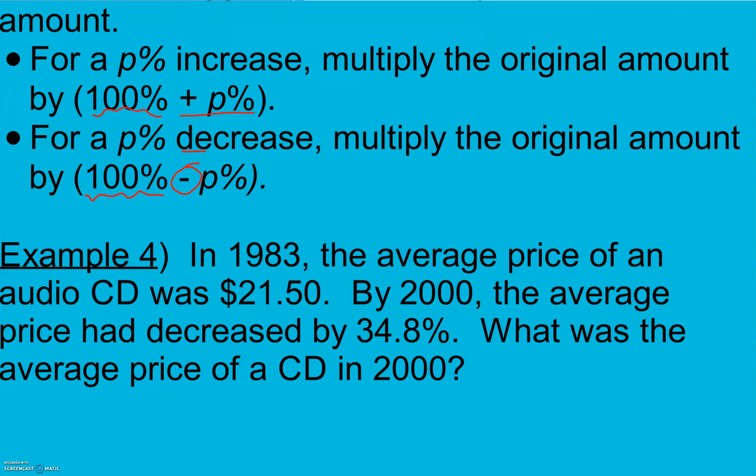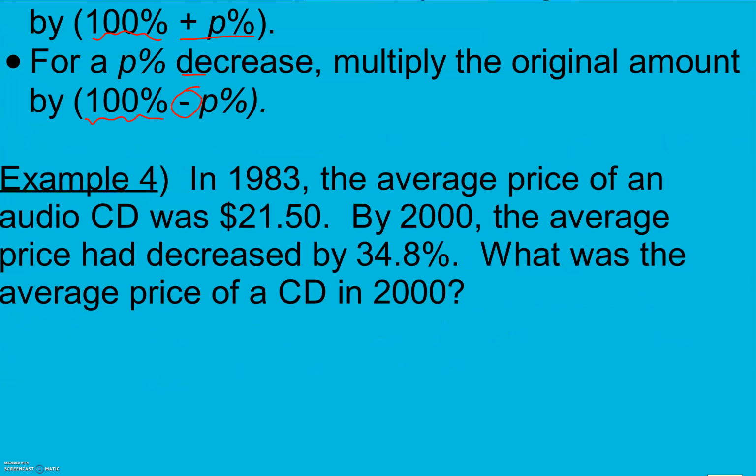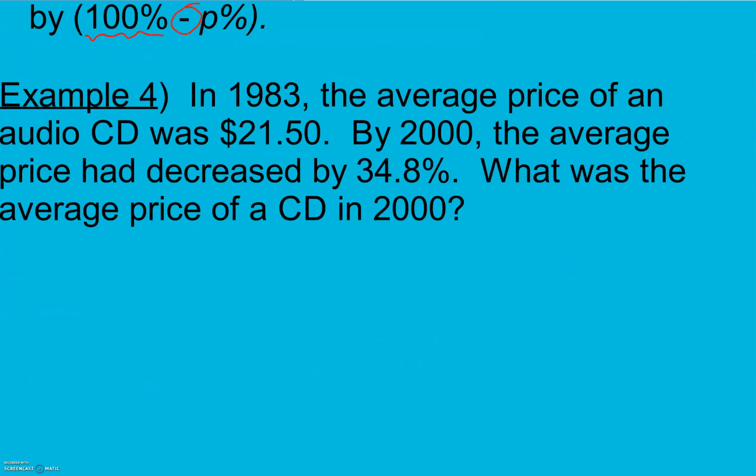So in 1983, the average price of an audio CD was $21.50. By 2000, the average price had decreased by 34.8%. What was the average price of a CD in 2000? So we're comparing 1983 with 2000, which means this is our original. So $21.50 is our original amount.